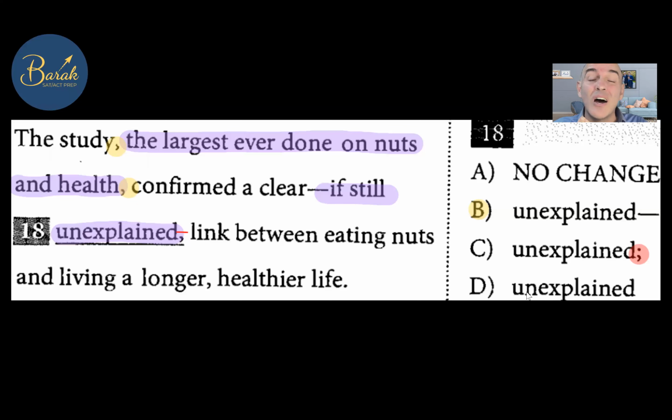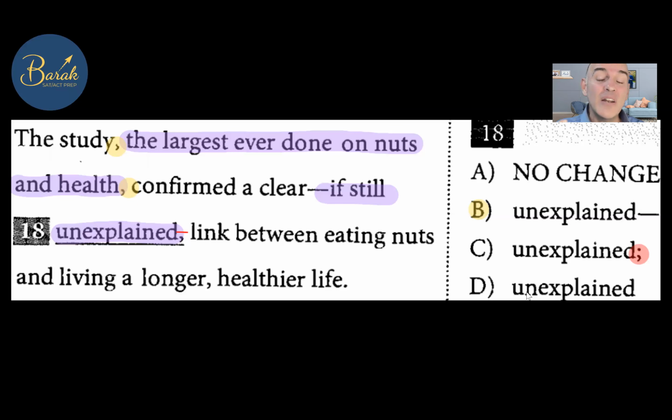Use words like stuff, whatever, this guy, that guy. Okay, don't ever read people's names. But you see, if B is right, then that creates that second purple. Okay, if still unexplained is just parentheses, so we can pull it out and read it as, the study confirmed a clear link between eating nuts and whatever.